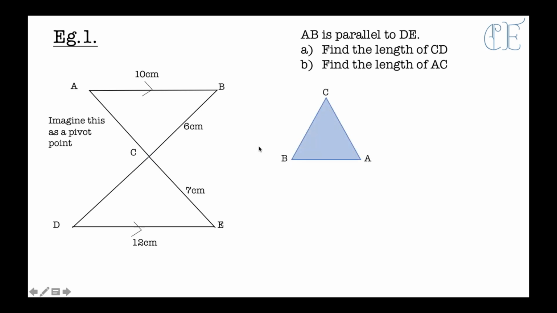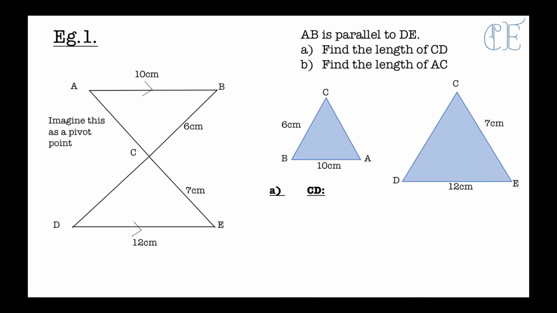So we have our two separate triangles, and we've got our measurements here. We've just drawn them out again so that we know which measurements are which. To find CD, we can find a scale factor using 10x equals 12. So 12 divided by 10 is 1.2, or 6 over 5.